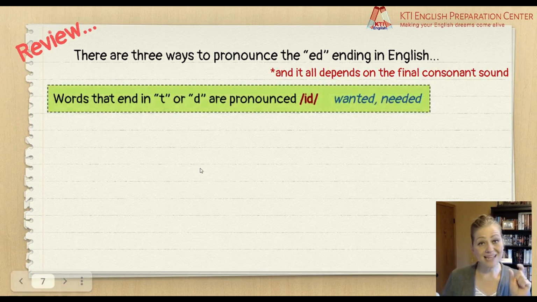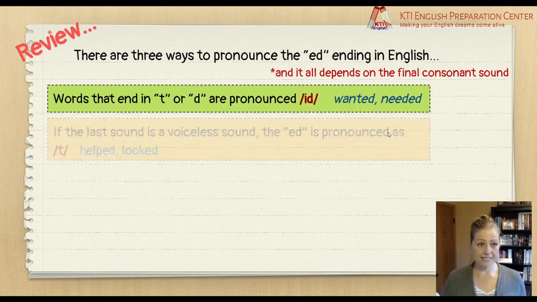So words that end in T or D are pronounced id. So you'll notice want, wanted, not ed, not wanted, wanted. Needed. We've got the ID. It's spelled ed, but it's pronounced ID.